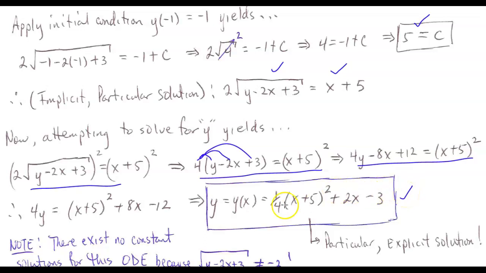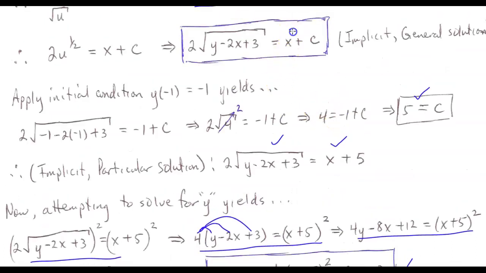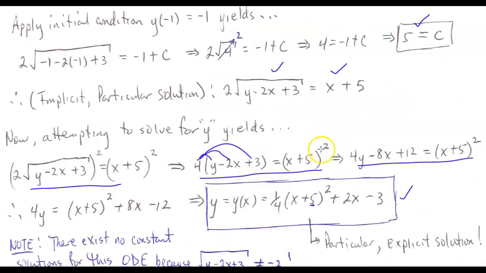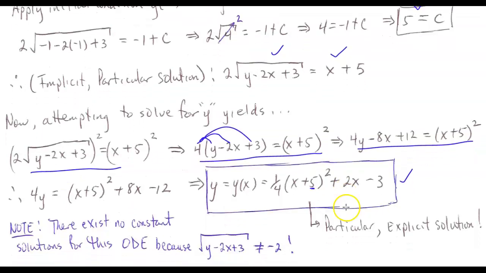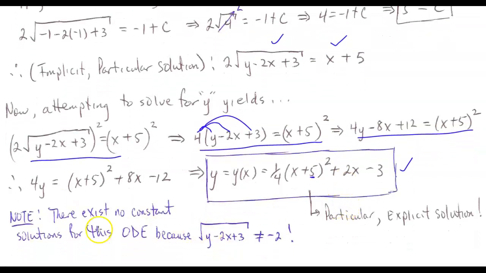And I'm naming it that because we had an initial condition and we applied it and found out that c was 5. Out of the family of solutions that we had up here, we know that the specific one that we wanted, for the initial condition of the point -1, -1 being on the graph, is going to be this one, okay?